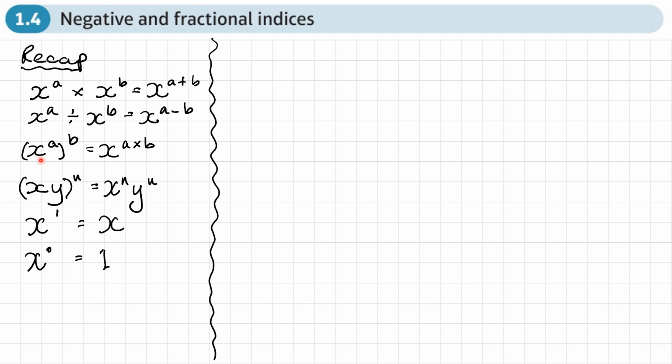Now we've already got some rules from a previous section here, so I'll just write these down for recap. Now we'll look at what the rules are for these negative and fractional powers.